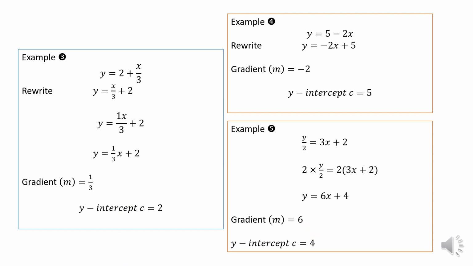Something that I need to point out that a lot of times students are doing. The gradient is the number in front of the variable. Do not write 6x as the gradient. The gradient is simply the number in front. It is not the letter itself. So do not get confused by that particular point. I see that mistake happening quite a lot.